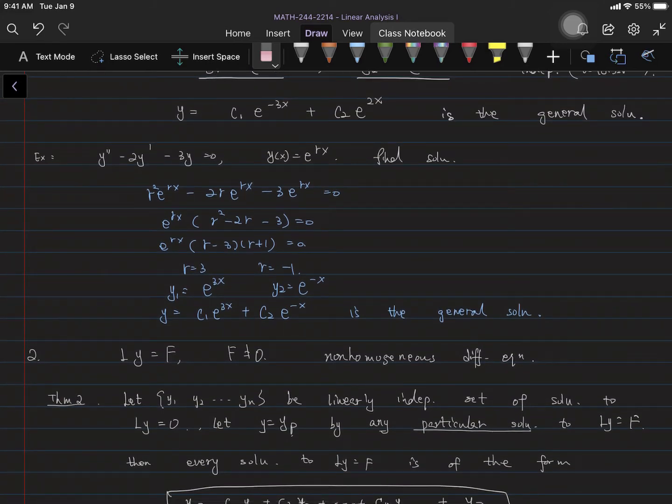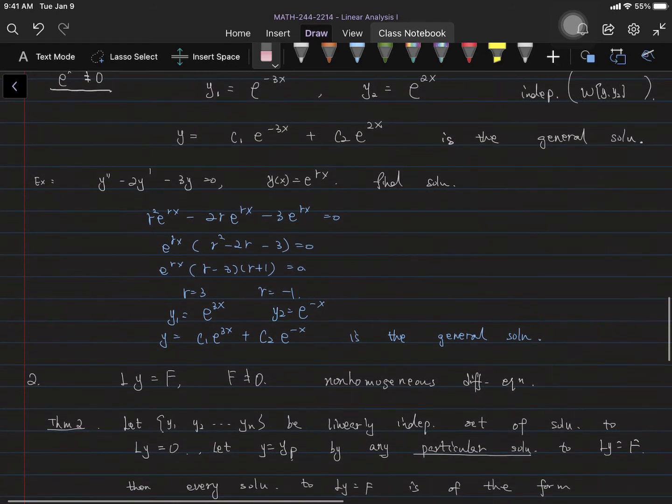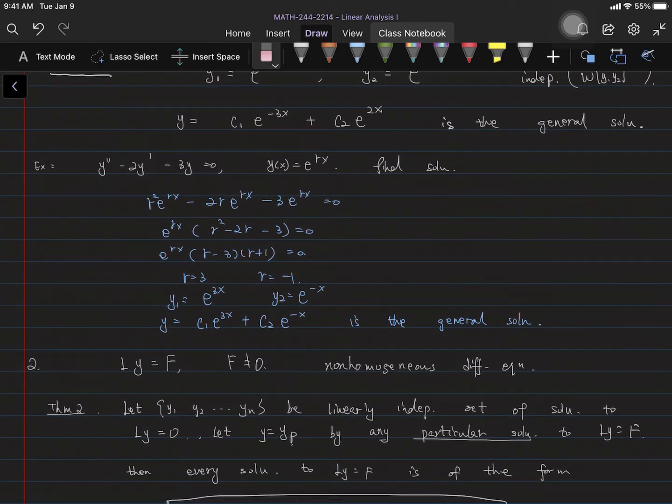Now let's take a look at this exercise problem. Second order differential equation, same thing, has e to the rx. What do we want to do? Just solve for r, right? And after we solve for r, we get two values. So we get two functions, y1, y2, and a linear combination. Here's the solution.